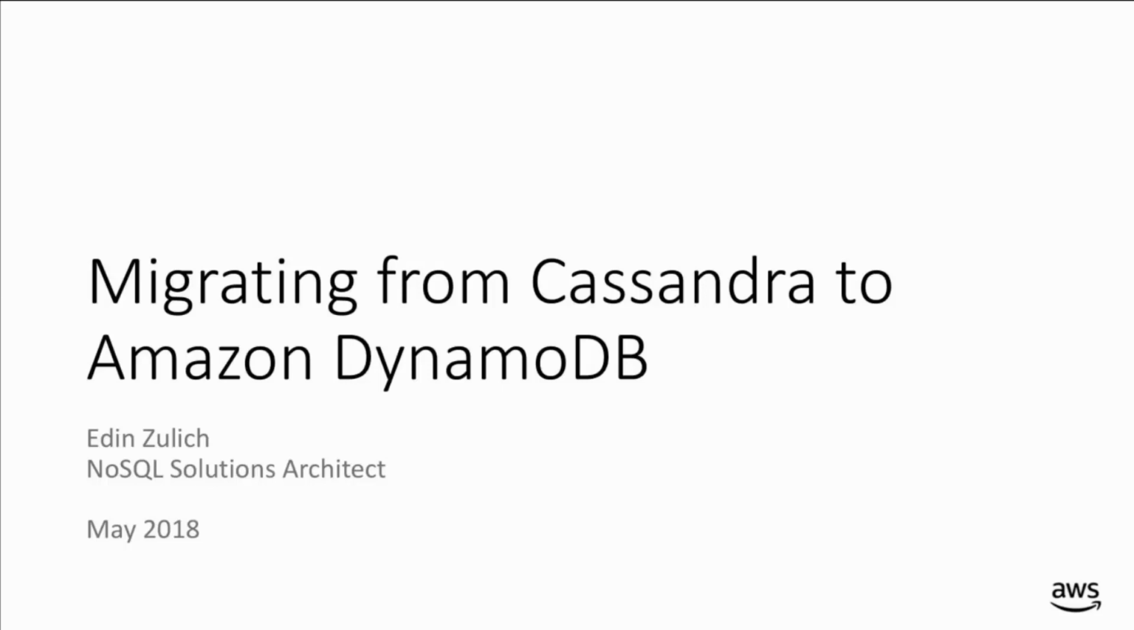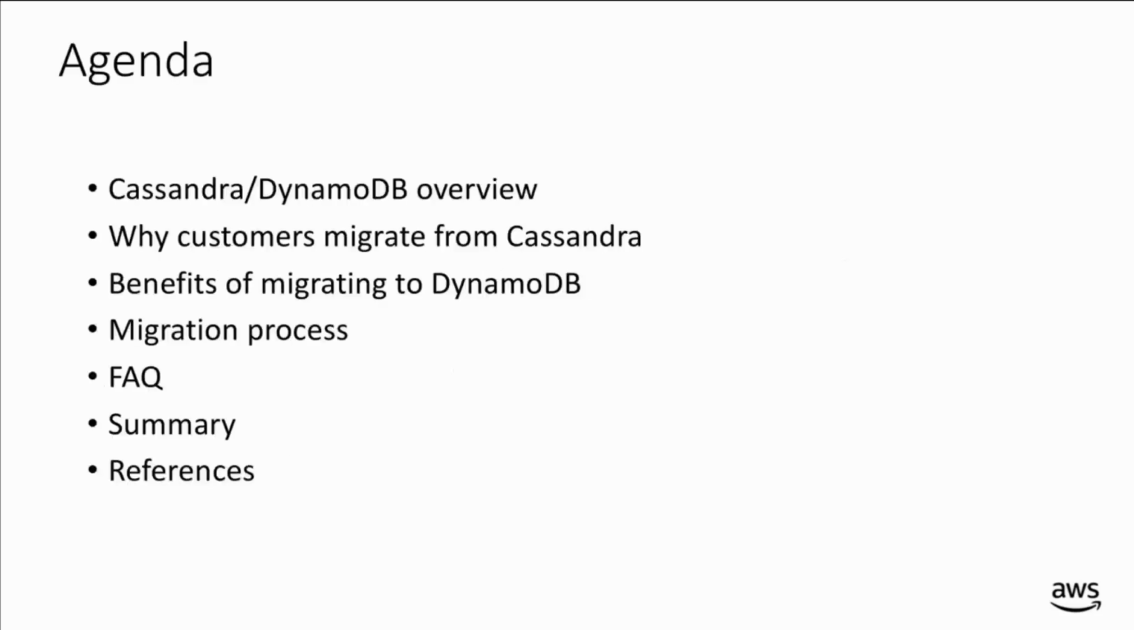So we only have about an hour, so we're not going to get into too much detail here, but I'm hoping that we can cover all the important concepts. The agenda for today, we're going to start with a quick Cassandra DynamoDB overview. After that, I will talk about why customers migrate from Cassandra, why they choose DynamoDB, and benefits they get from migrating to DynamoDB. Then I'll focus on the steps involved in the migration process and how to do each one of them. After that, I have a few frequently asked questions that come up when we engage with customers around these migrations, and then we'll wrap it up.